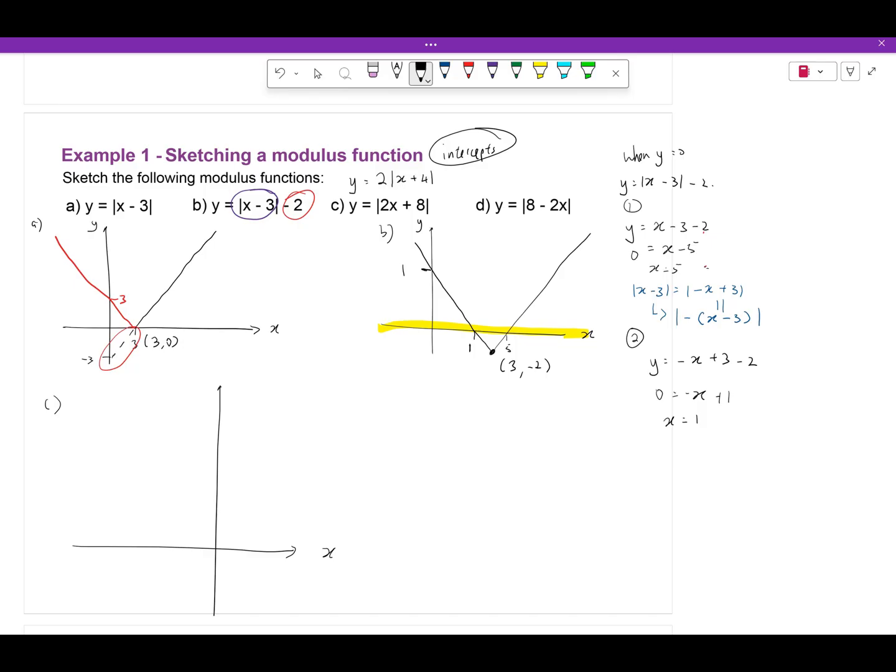This is the same thing. Okay, so that means our x value is, excuse me. So hence 我们这里就是这个 shape. And of course, when x equals to 0, y equals to 8. The last one. Y equals to absolute 8 minus 2x.